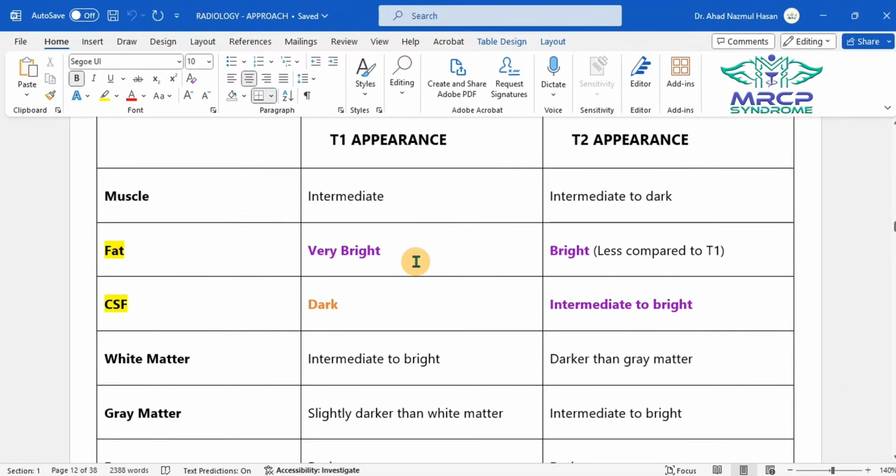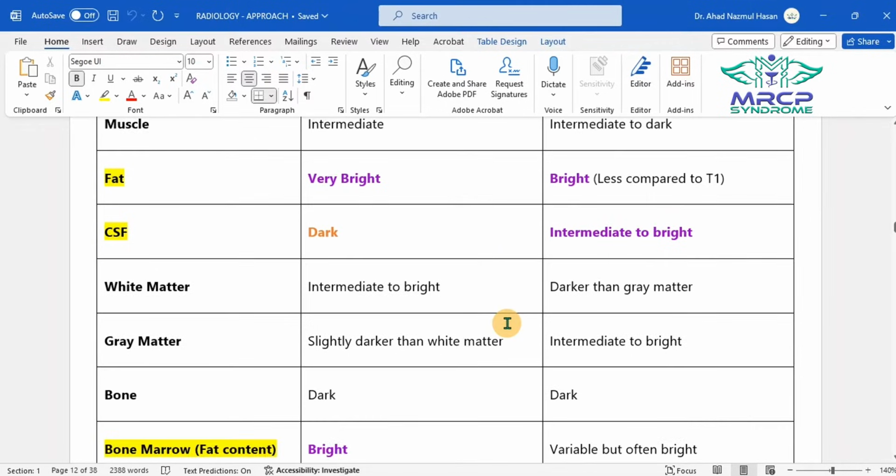And what should be the CSF in T1? Dark. And in case of T2? White, it should be bright. So the ventricles in case of T1 will appear dark, and the ventricles in case of T2 will appear bright or hyperintense.